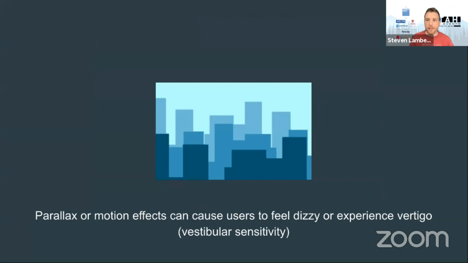Also, a similar type of effect is parallax motion or motion effects, which can cause users to feel dizzy or experience vertigo. This is known as vestibular sensitivity. Now, the vestibular system is what controls a person's balance and sense of motion. And so when this system doesn't function as it should, it causes users to be dizzy or nauseated.